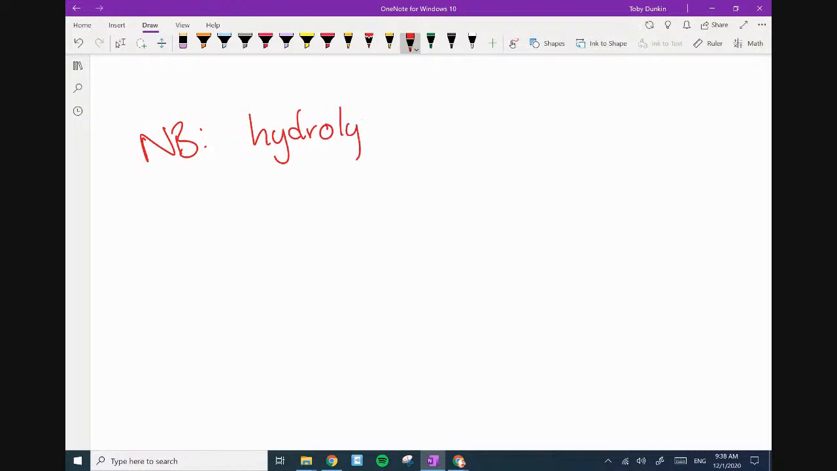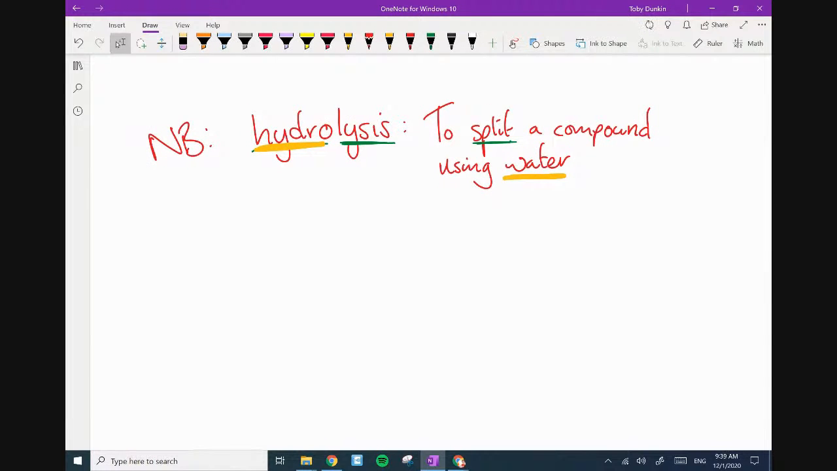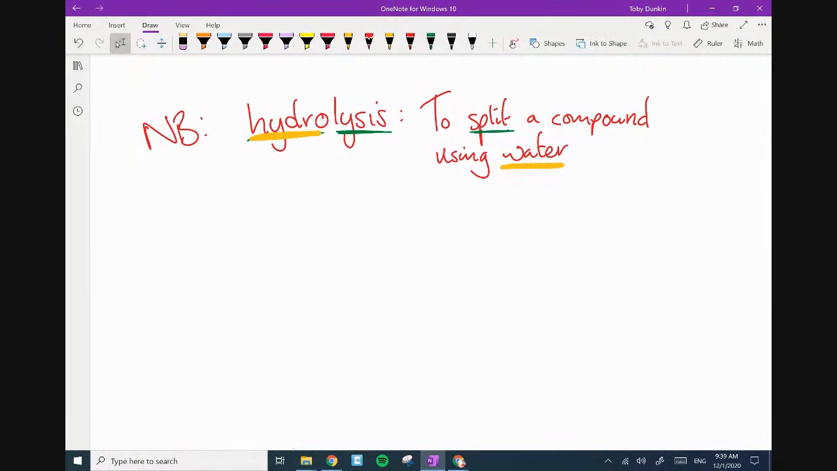So other ones include hydrolysis. This one means to split a compound. Notice how it's no longer ionic. To split a compound using water. Isn't that cool? So we pick up the lysis, meaning to split, and the hydro, meaning water. I always think it's quite nice to see these other examples of lysis out there.